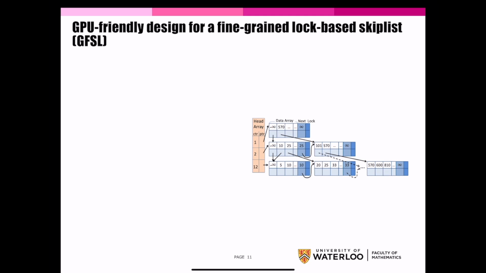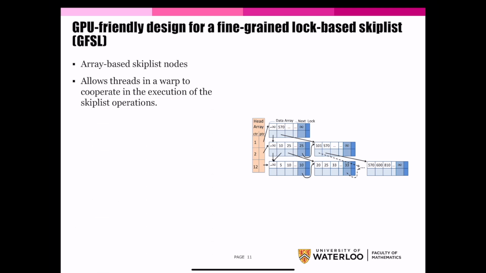As you all have the background now, let's go back to our main topic, GFSL. Instead of being a linked list data structure, GFSL consists of array-based skip list nodes. It allows threads in a warp to cooperate in the execution of the skip list operations. GFSL consists of several levels of truncated linked lists, each containing a subset of the keys in the level below. We will explain the concept of chunk in the next slide.